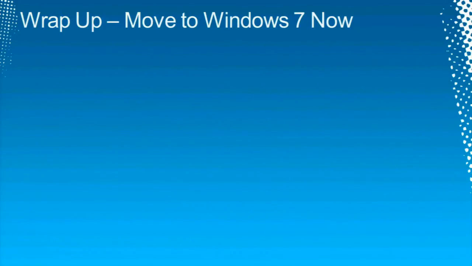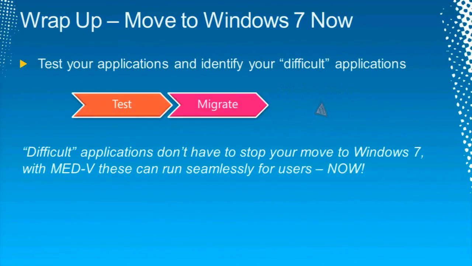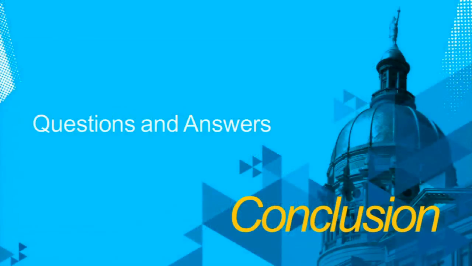So just to wrap it up, this will be the last thing we talk about. As you are testing your applications, we already had the raise of hands. Everyone has found that they have difficult applications, things that are preventing them from moving. And what MedV does is it will mitigate those difficult applications, allow you to upgrade to Windows 7 today and unblock your deployment, and you can spend the rest of your time figuring out how you're going to mitigate those apps, but move today and realize the benefits. So with that, that's the conclusion. We'll open up the question and answers.